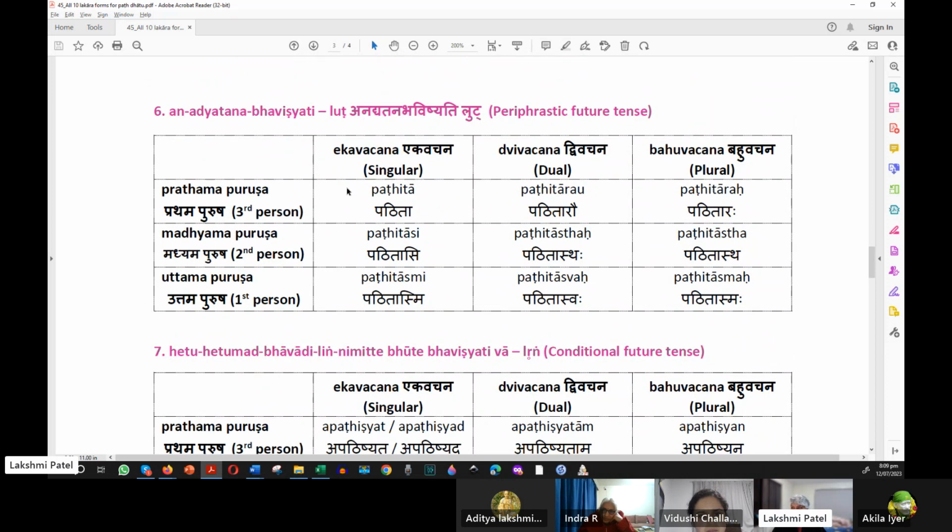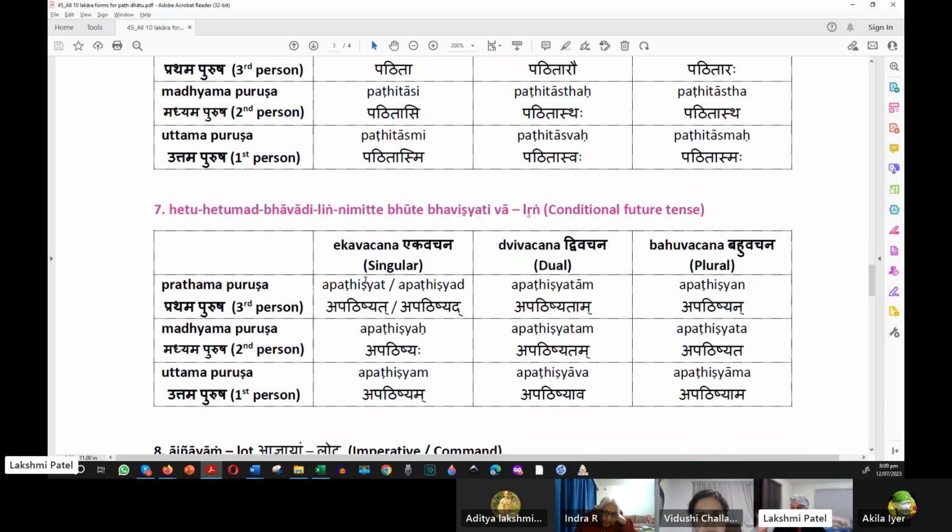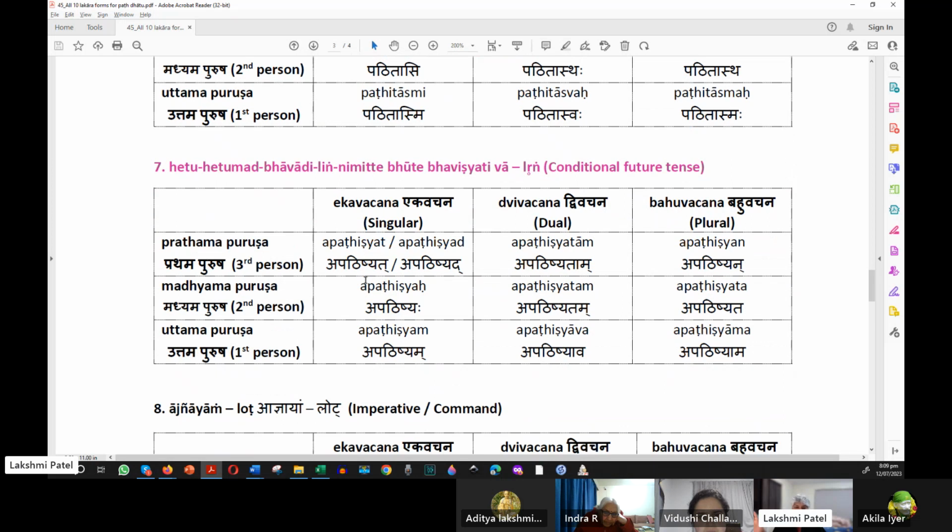Then future tense, pathita. Bhavita, pathita. So patitharo, patitharaha. So again, be familiar with it. The same goes for conditional. Hetu, hetumad.